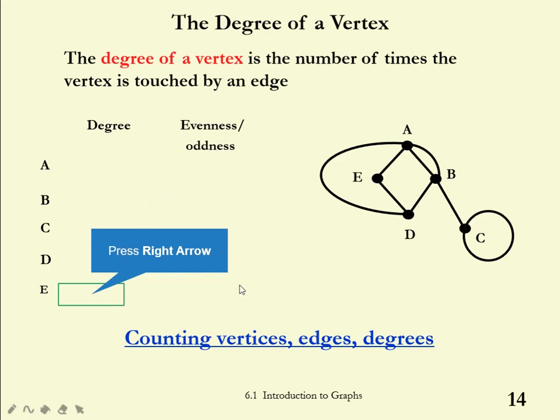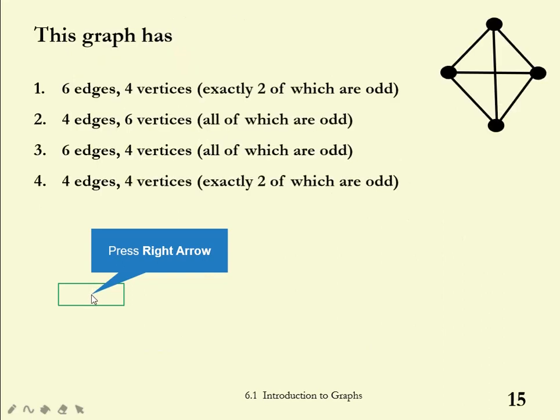understood this. So here we have to understand the fact that we must be able to count vertices, we must be able to count edges, and we must be able to count the degree of a particular vertex. Alright, then yes, this graph has 6 edges, 1, 2, 3, 4, 5, 6. 6 edges, 4 vertices, 1, 2, 3, 4. Exactly 2 of which are odd.